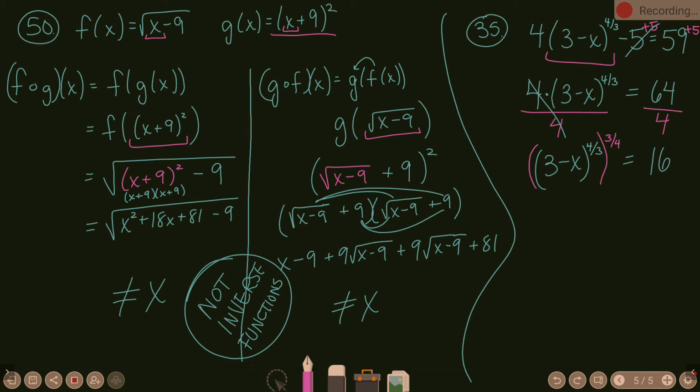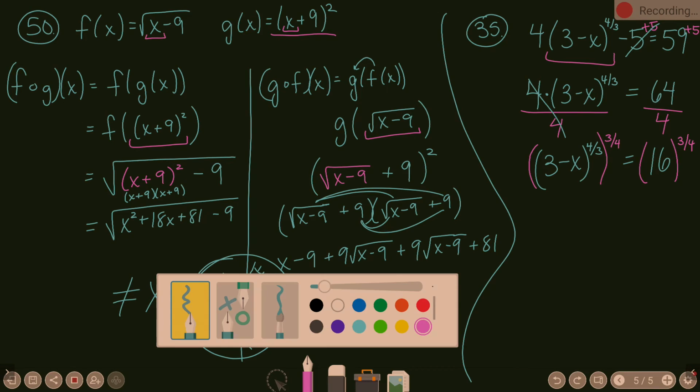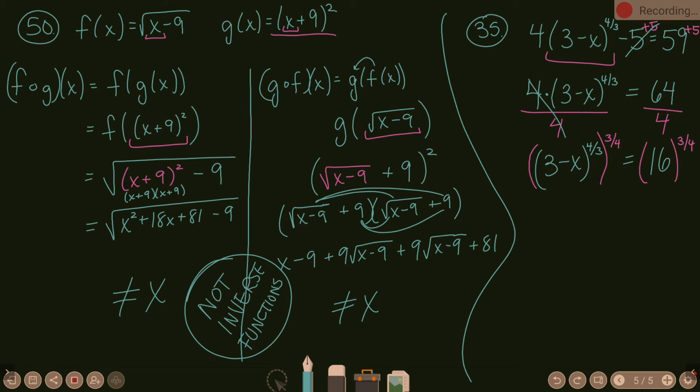That might be something in a moment, not yet. The reciprocal of 4 over 3 is 3 over 4. If I raise the left to 3 over 4, we're raising the right to 3 over 4. Now, good news, the whole point of this on the left, correct? What is 4/3 times 3 over 4? 4 over 3 times 3 over 4 is 12 over 12, which is 1. So this just becomes 3 minus x to the first, or 3 minus x.